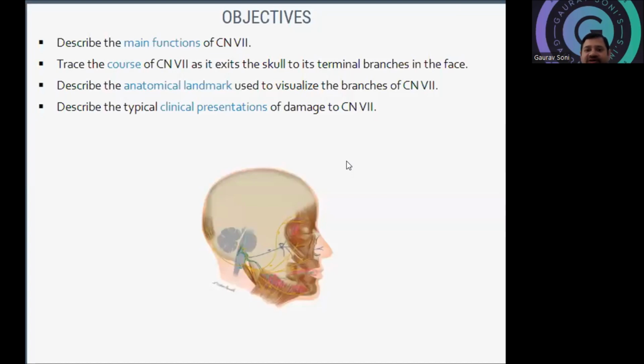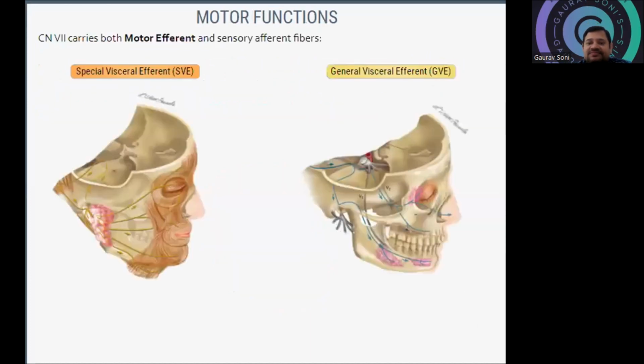Good morning, friends. Today we are going to talk about cranial nerve number 7, that is the facial nerve. Here we are going to concentrate on its main functions and its course, how it exits through the skull to its terminal branches in the face, then anatomical landmarks used to visualize the branches, and some clinical presentations.